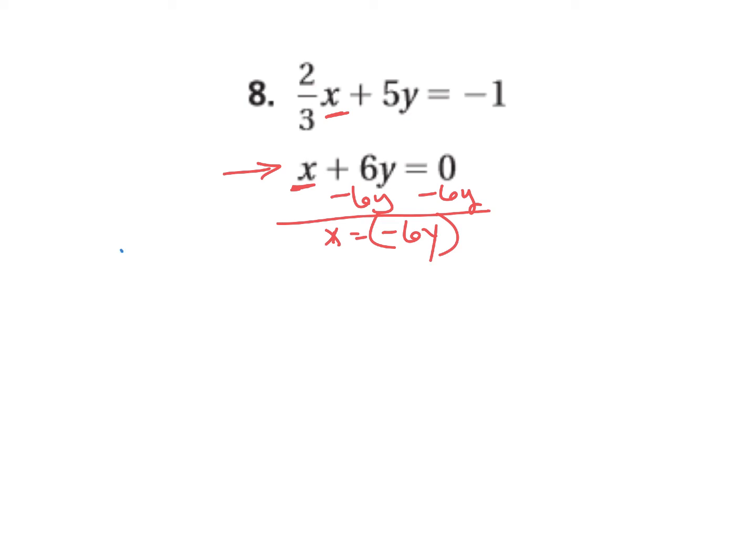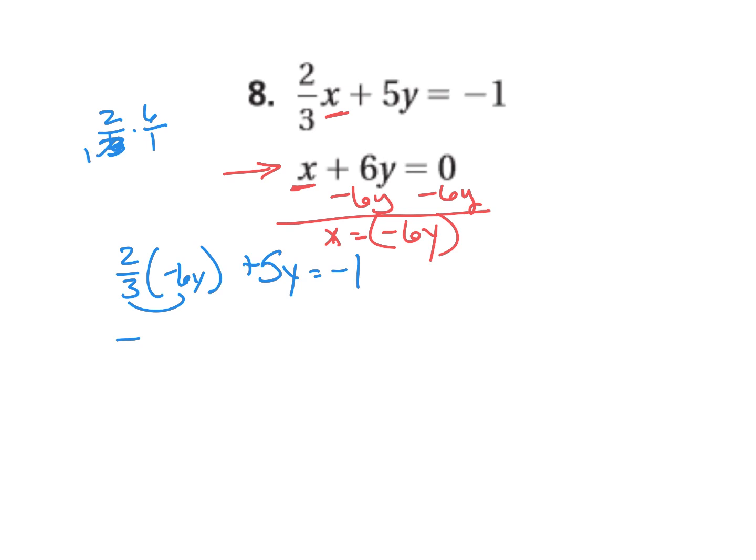So 2/3 x, which is negative 6y, plus 5y equals a negative 1. Now, here's where a fraction gets rid of itself. I got a positive plus a negative, so I know it's going to be a negative. What's 2/3 of 6? So 2/3 times 6 over 1. Oops, that should be a 3. So there's 1, 3, 2 6s. I get 4 over 1, which is 4.